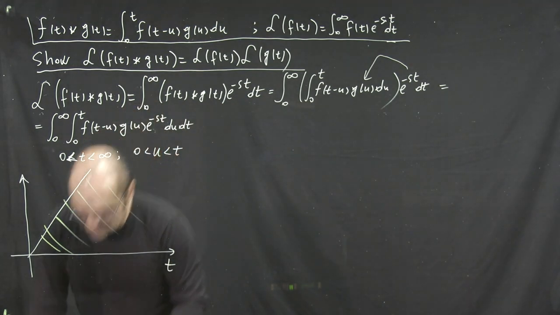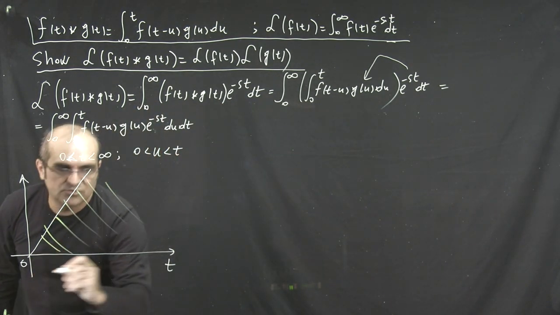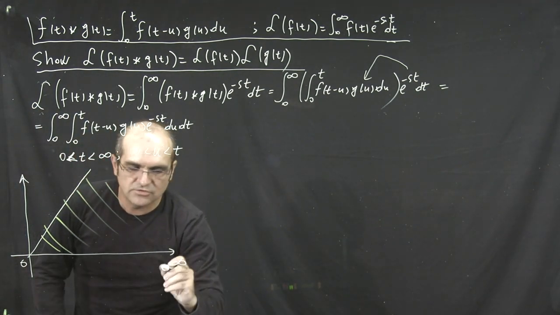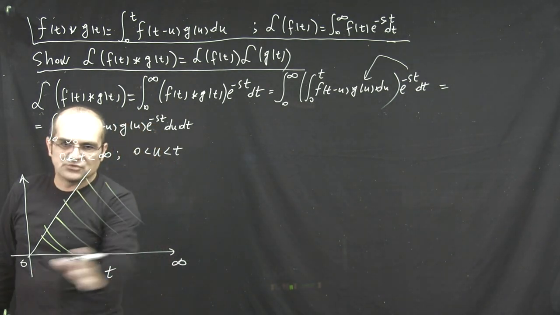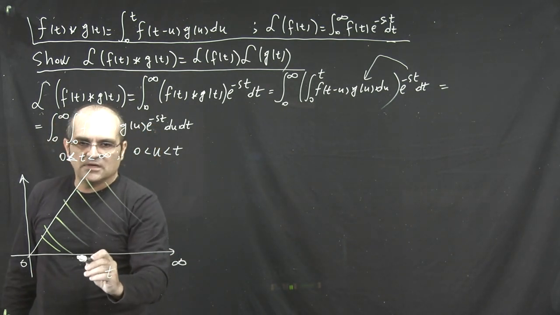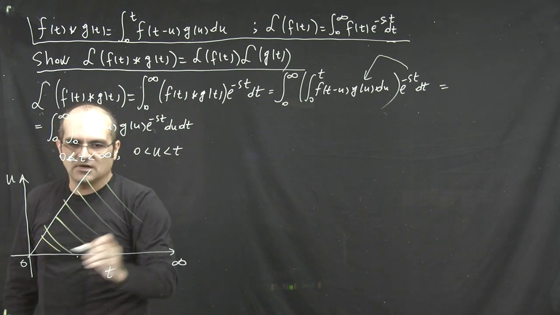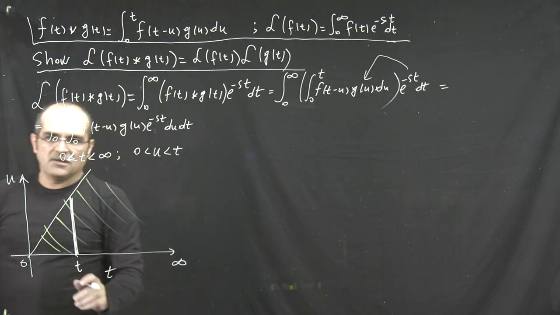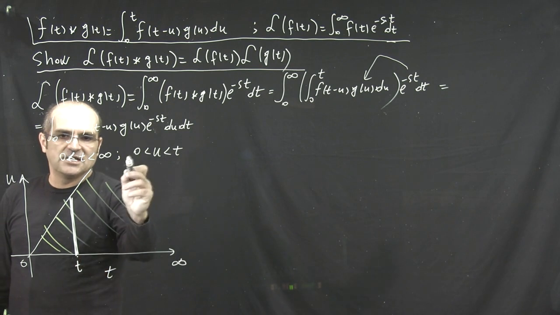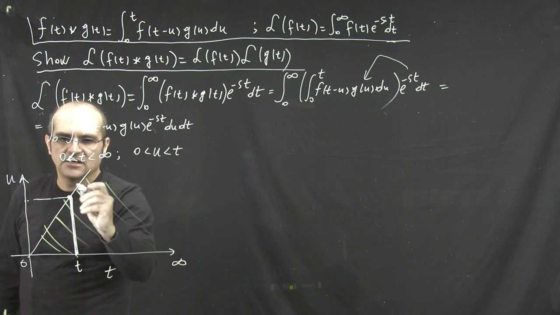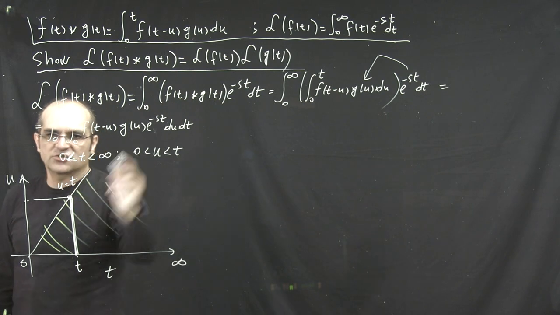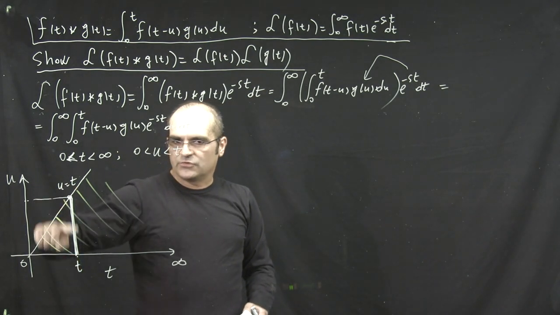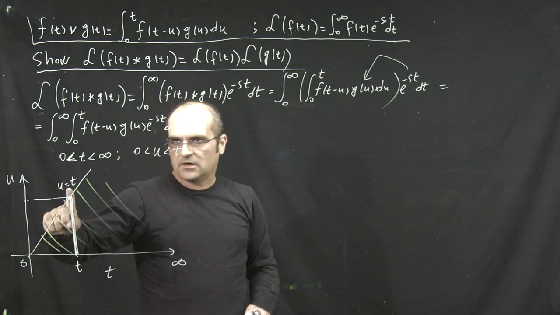Again, t is between 0 and infinity. Let's put infinity here. So this is t, between 0 and infinity, and for a given t, take a look at this. The u, let's put u here. For a given value of t, the bounds of u vary between 0 and t. So the point on this line is u equals t. So the equation of that line is u equals t. So for a given t, the bounds of u are from 0 to t.